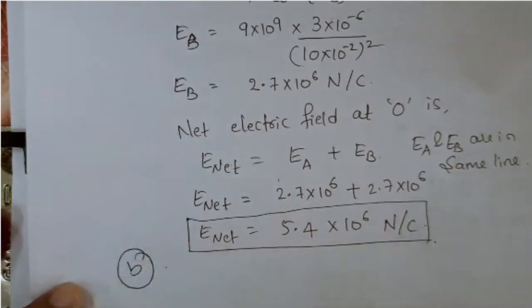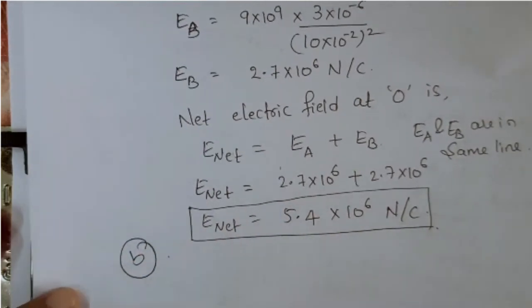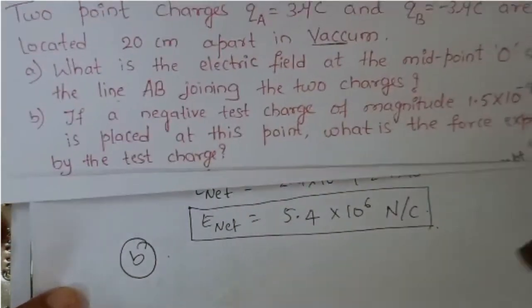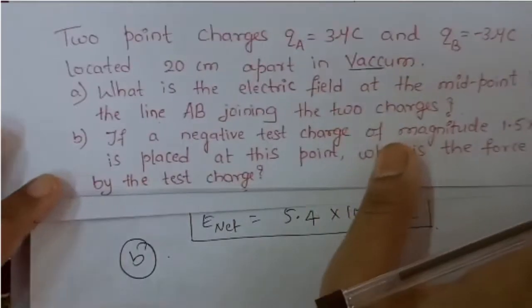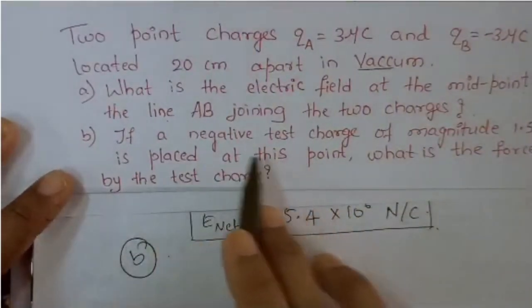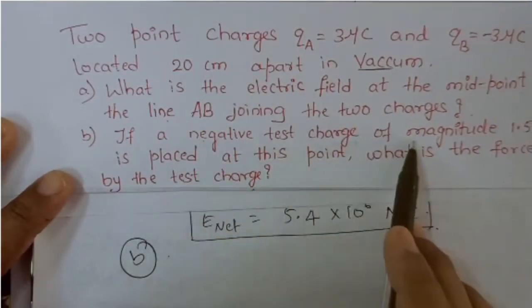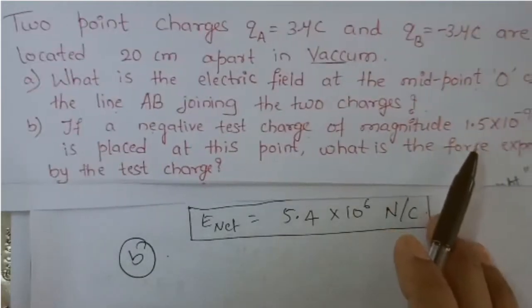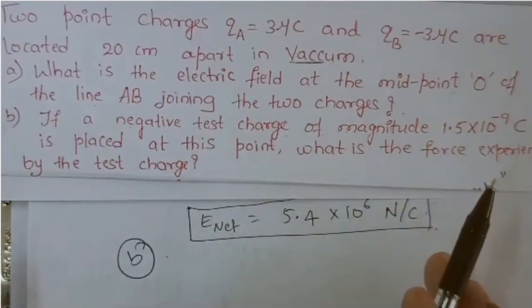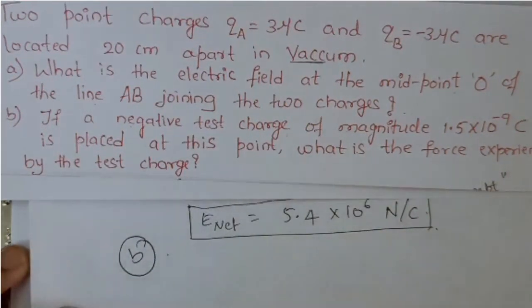Now we'll see B part. That's very simple. I'll bring back the question again. I've written it on a piece of paper. So if a negative test charge of magnitude 1.5 into 10 raised to minus 9 coulomb is placed at this point, meaning where? At the midpoint O, they are telling you. So what is the force experienced by the test charge?